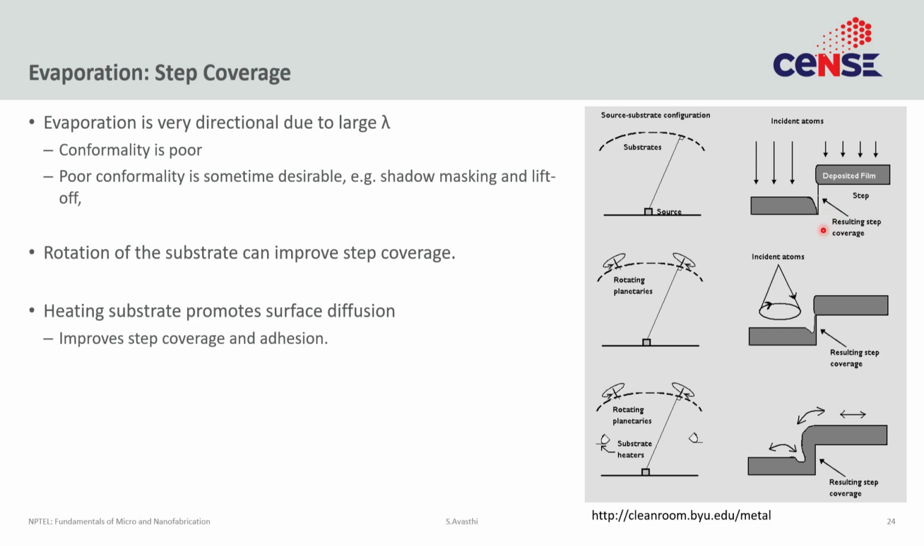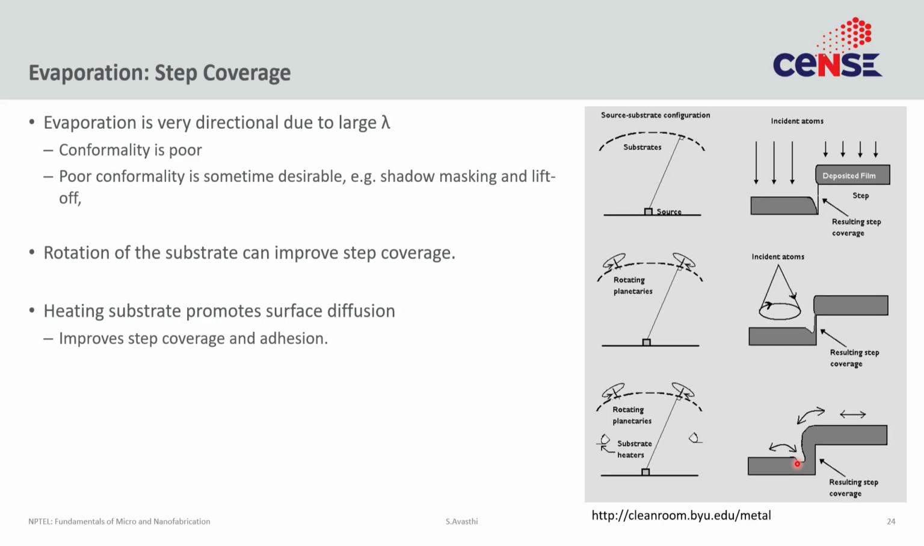You can make things a little bit better by mounting the substrate at an angle and rotating it. This is called planetary motion. That planetary motion basically means that the angle of the arrival flux keeps changing, which gives you some amount of deposition, but still not perfectly conformal. If you start heating the substrate, then you can get some amount of surface diffusion, and that surface diffusion enhances step coverage, which gives you better conformality, but for that you have to heat the substrate, right?